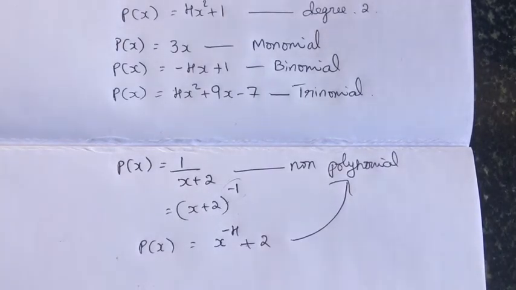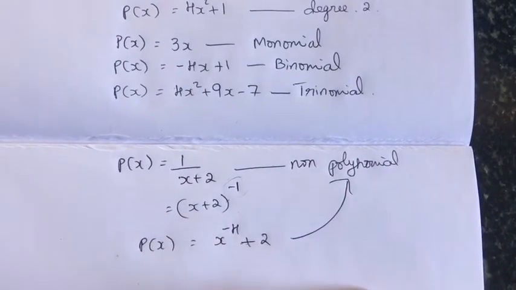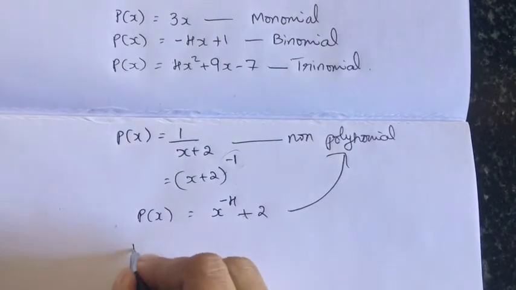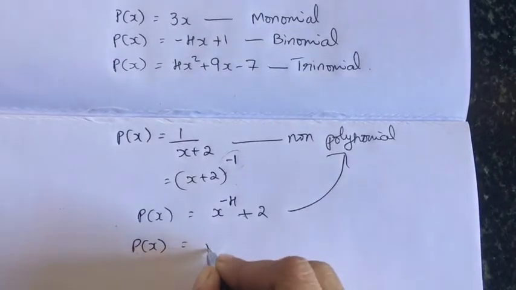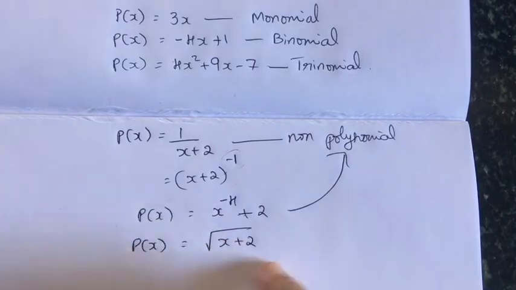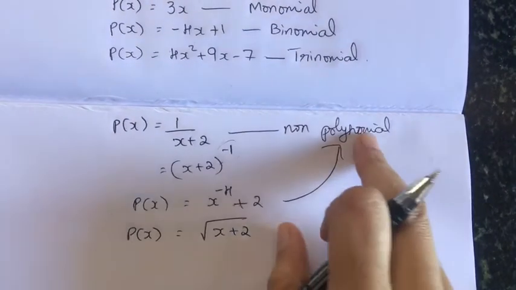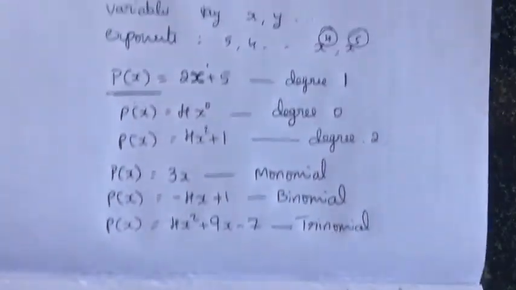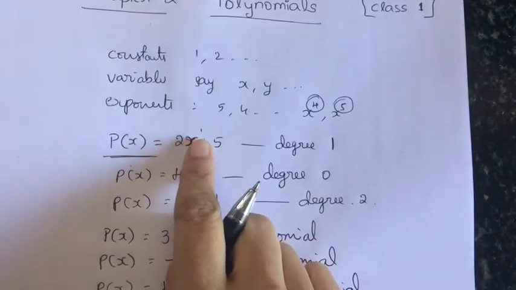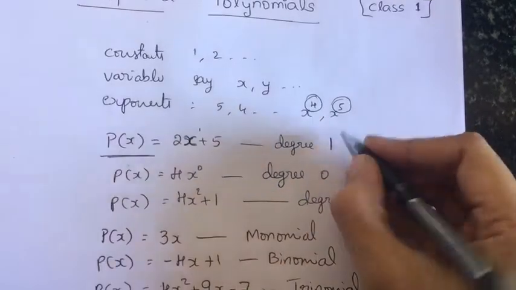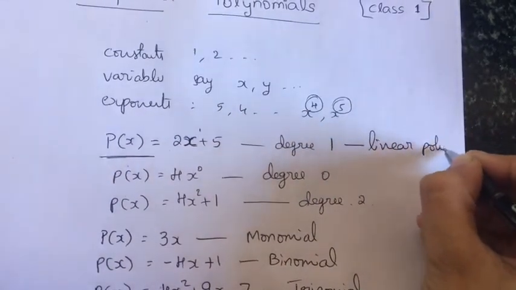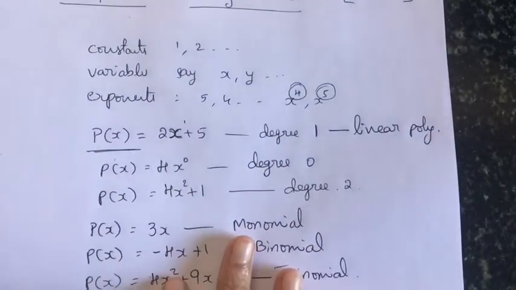So all monomials are polynomials, but all polynomials are not monomials. And even if I write something like square root of x plus 2, this is also not a polynomial. A polynomial of degree 1 is called a linear polynomial.